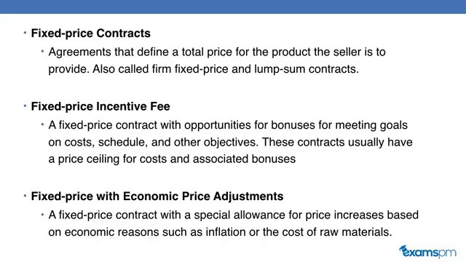Fixed price with economic price adjustment contracts. This type of contract allows for prices to increase based on economic reasons such as inflation or cost of raw materials. It's usually used for longer term fixed price contracts where the cost of the raw materials cannot be predicted today. For example, the cost of oil.